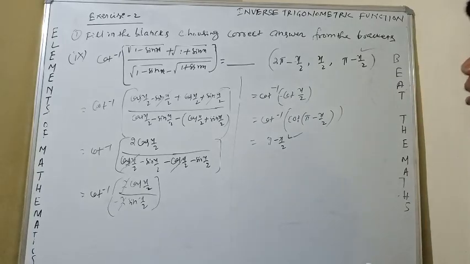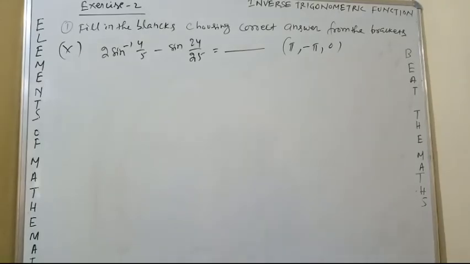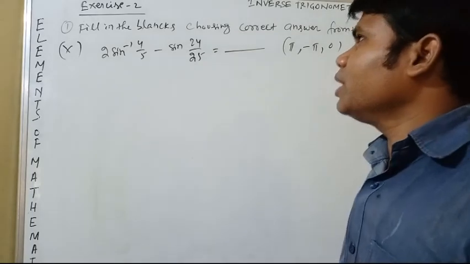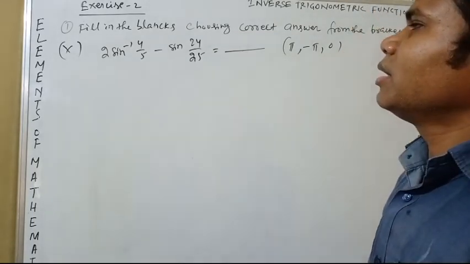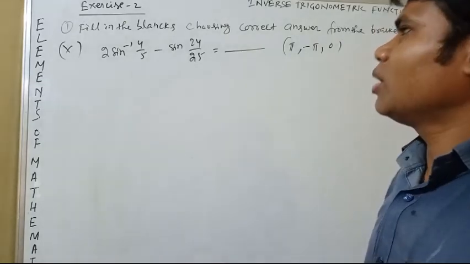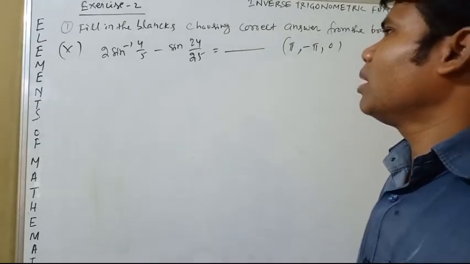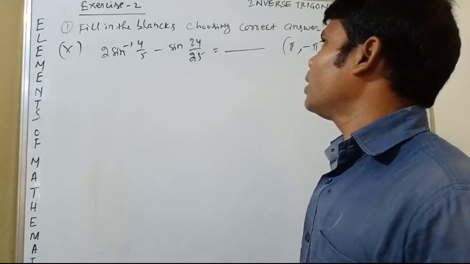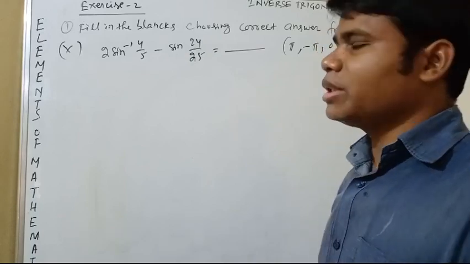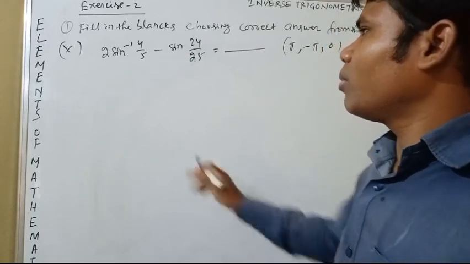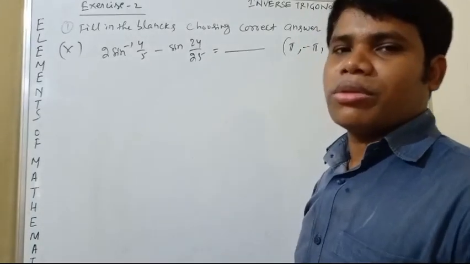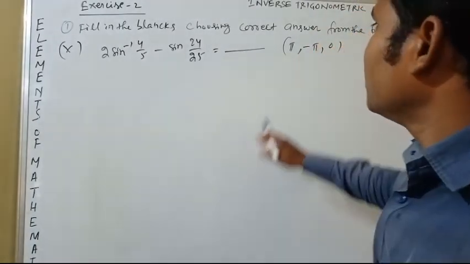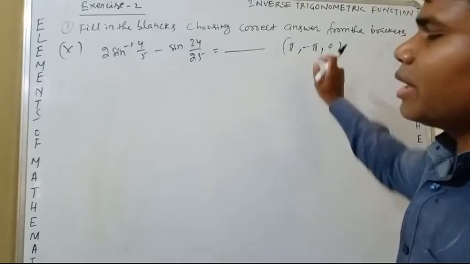Pause the video, note it down. You see the next question: fill in the blanks choosing the correct answer from the bracket. The question is given: 2 sin inverse 4 by 5 minus sin 24 by 25 is equal to dash. You see in your book a plus sign is given, but the question is not correct, you have to put a minus sign there. Options given: pi, minus pi, 0.